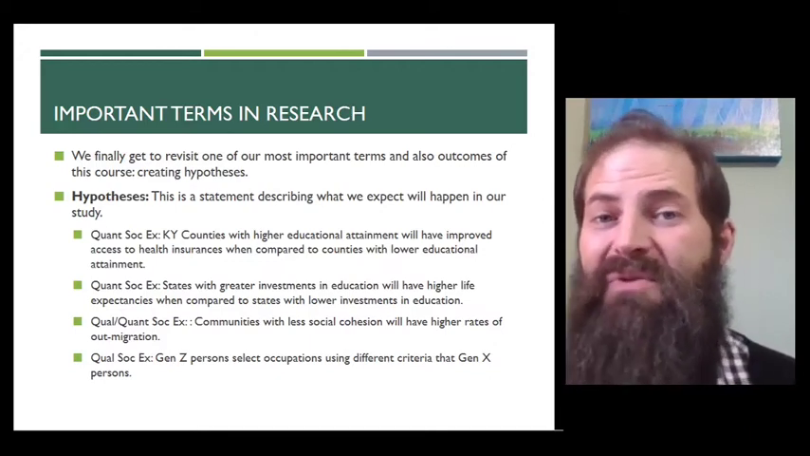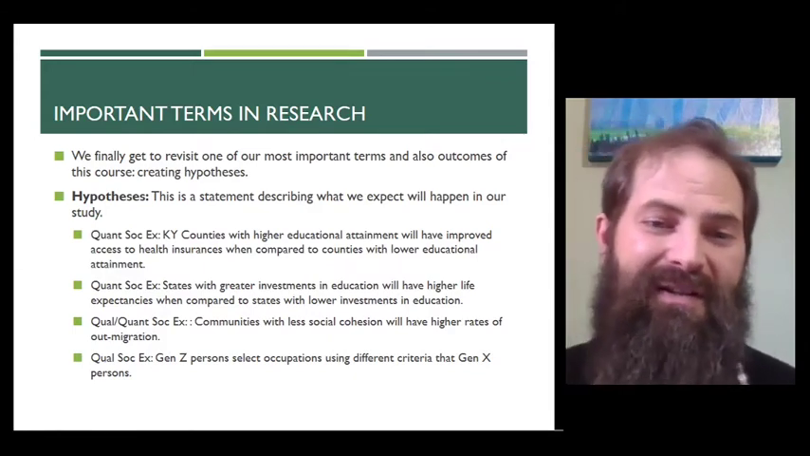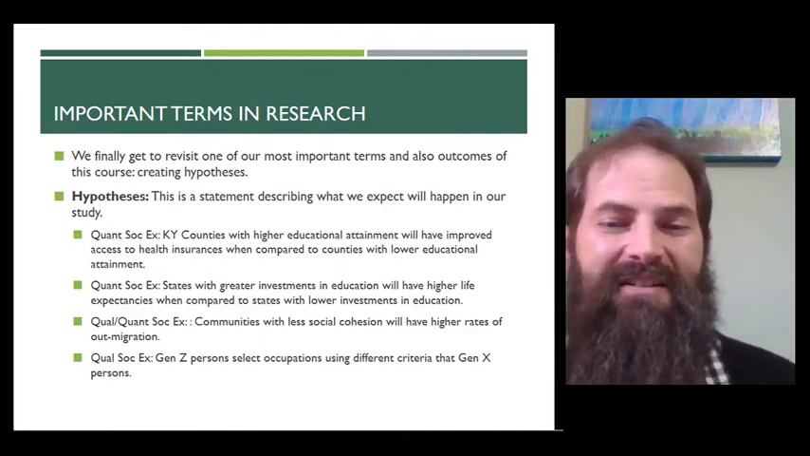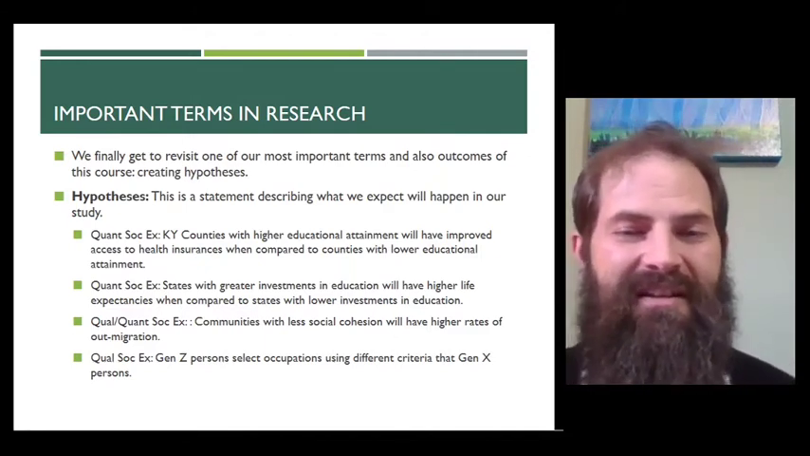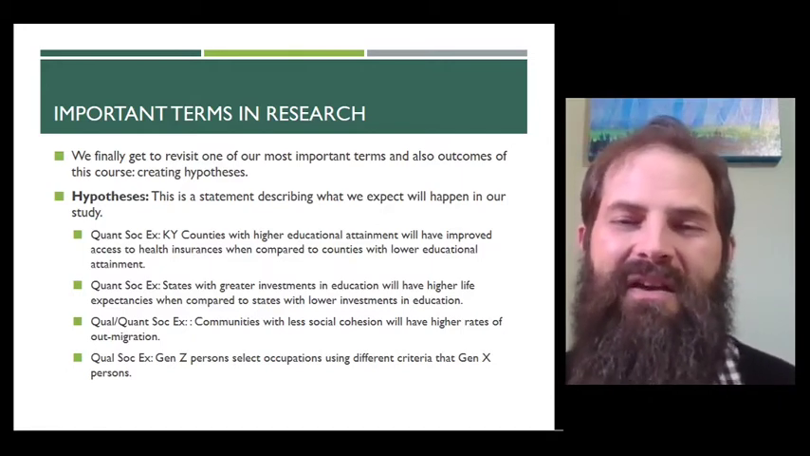Communities with less social cohesion will have higher rates of outmigration. We could continue the rest of that statement there too by saying, when compared to those who have lower outmigration. Likewise, Gen Z persons select occupations using different criteria than Gen X persons. These are all hypotheses. We make sure that they are statements of facts.